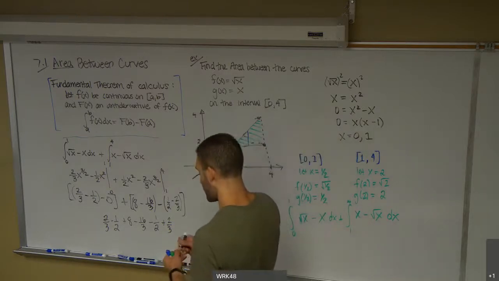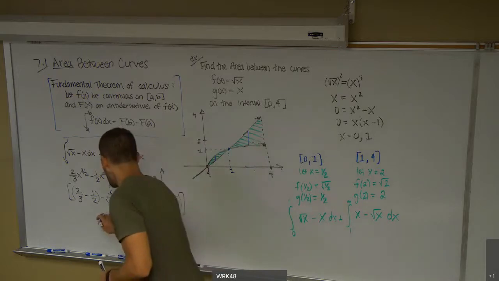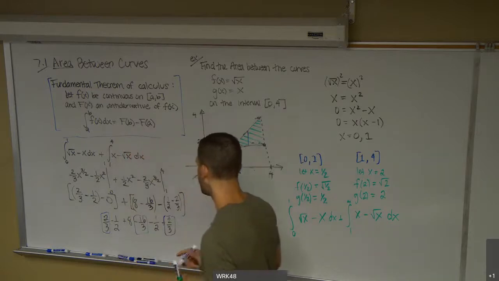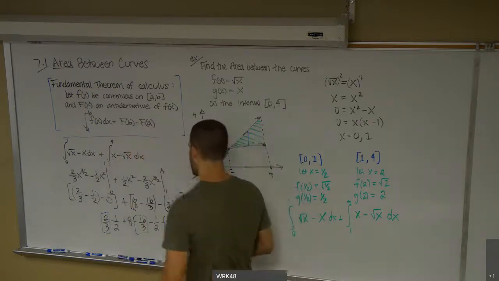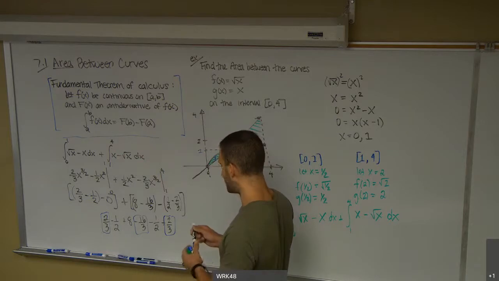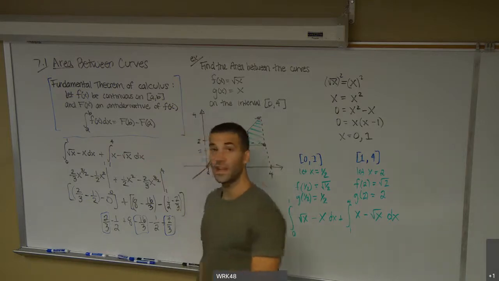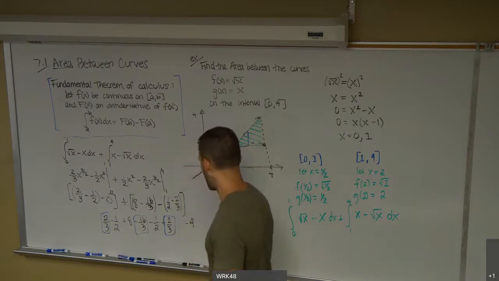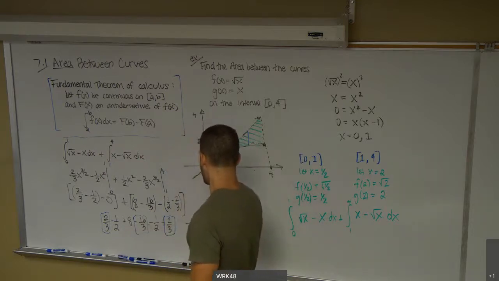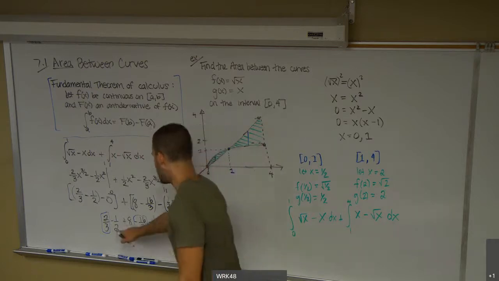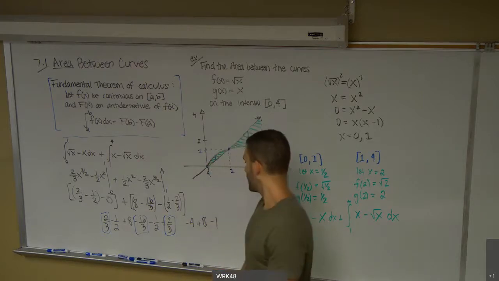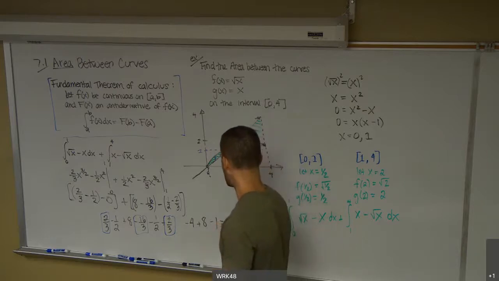And so let's combine our thirds for a second. 2/3, negative 16/3, 2/3. So 2/3 plus 2/3 is 4/3, and 4 minus 16 is negative 12/3. Oh, but negative 12/3, that's a nice number, it is negative 4, plus 8. And then negative 1/2 minus 1/2 is negative 1. So negative 4 plus 8 is 4, minus 1 is 3.